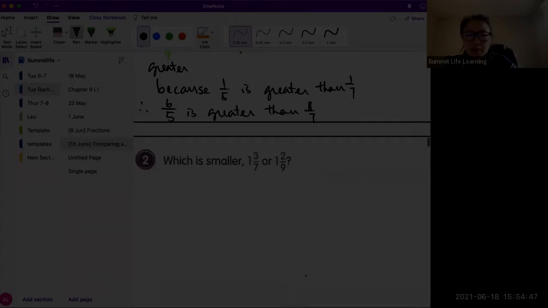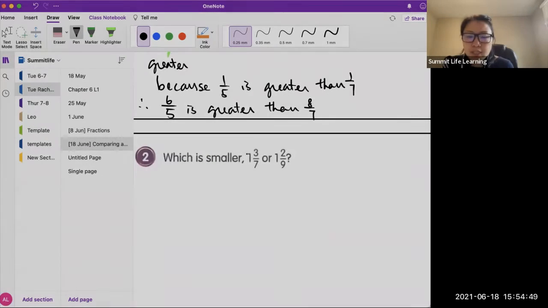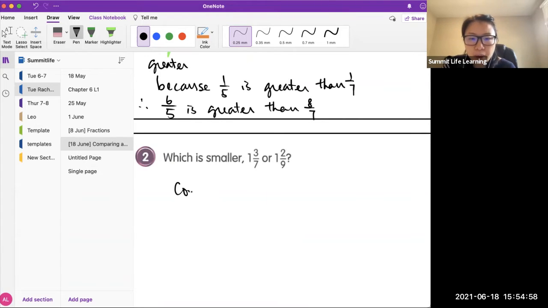So next, question 2. Which one is smaller, 1 and 3 out of 7 or 1 and 2 out of 9? Now, both of them have a whole number 1. So we just compare 3 out of 7 and 2 out of 9. Can 7 make into a 9 by multiplying a number, Rachel? Can I multiply by an integer to make 7 become a 9? Yes or no?